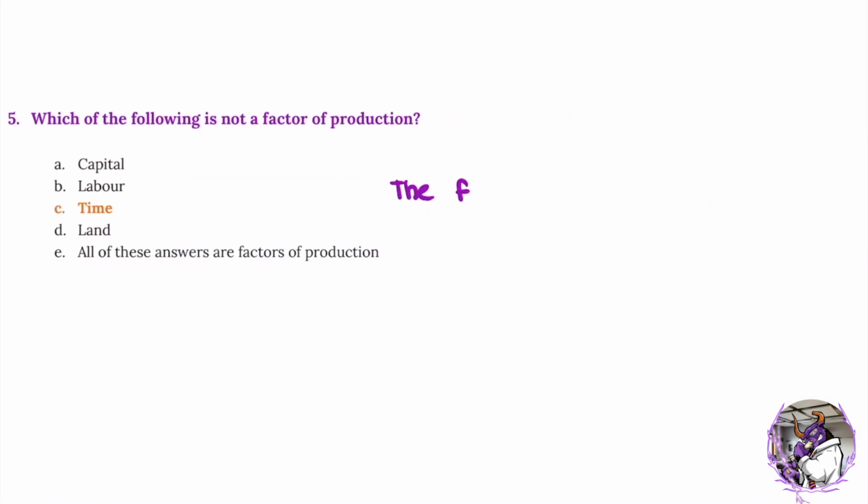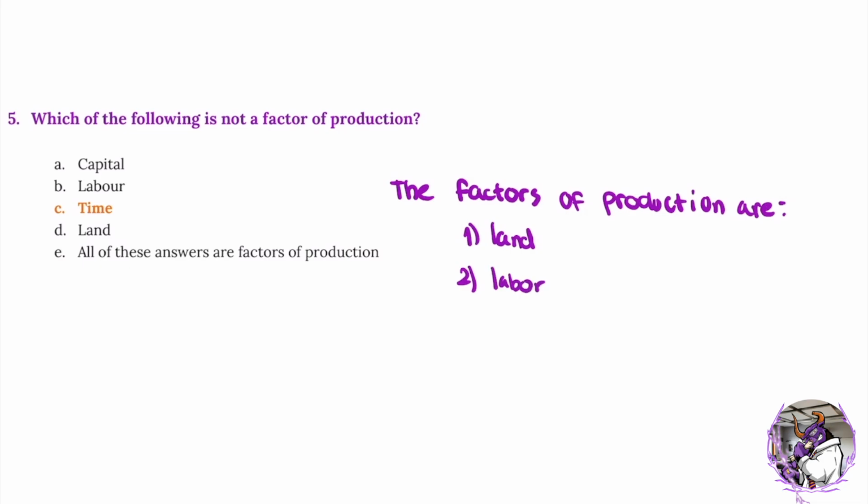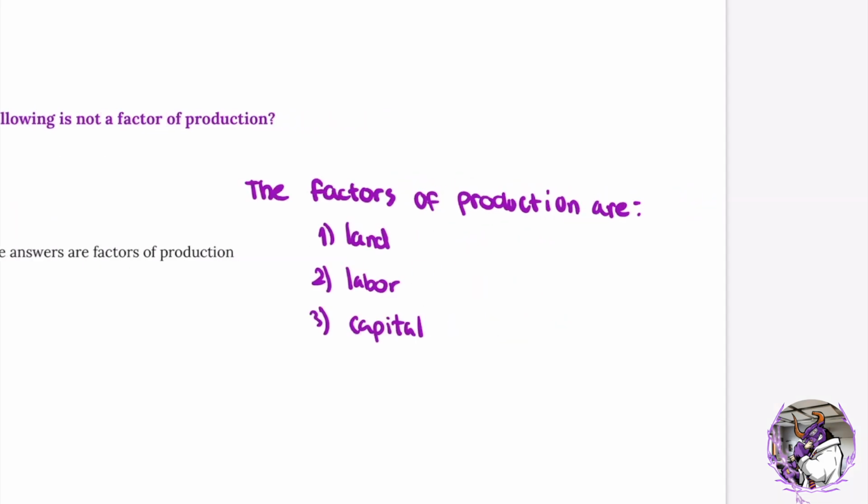Question 5. Which of the following is not a factor of production? The correct answer is C, as the factors of production are only land, labor, and capital.